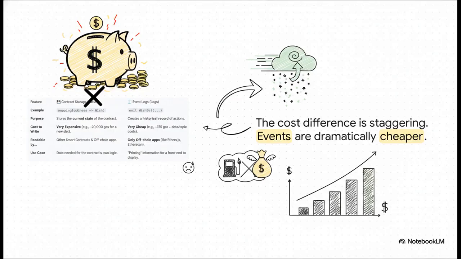And this is why it's such a game changer. Just look at the cost difference. It's staggering. Storing data in contract storage is super expensive. We're talking something like 20,000 gas for a new entry. But emitting an event is ridiculously cheap, like around 375 gas, plus a tiny bit for the data itself. You're saving a boatload of gas on every single transaction.